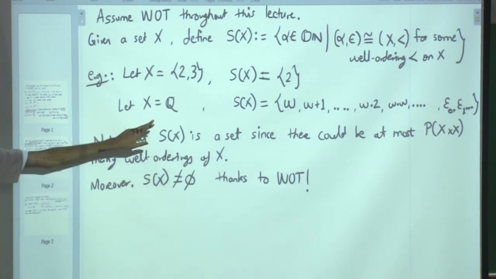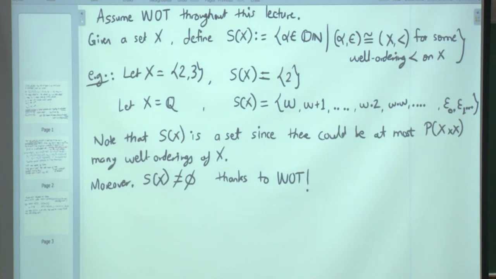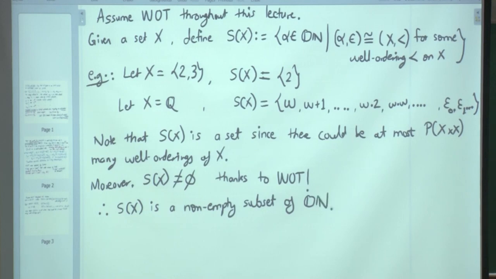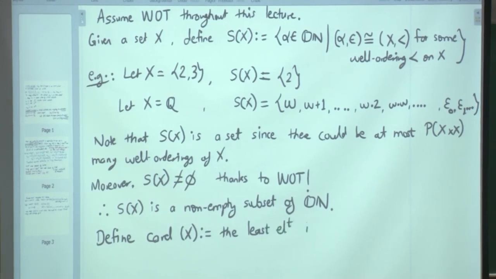Sx is a non-empty subset of Om. Therefore, Sx is a non-empty subset of On, and On is a well-order. So for every non-empty subset, there must exist a least element. So we define the cardinality of x to be the least element in Sx.